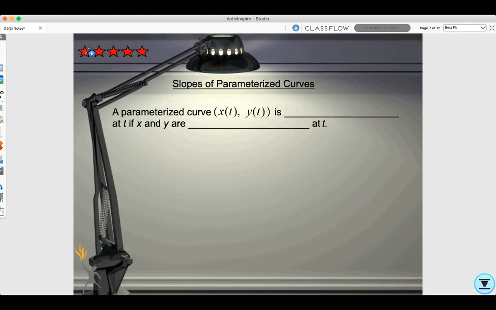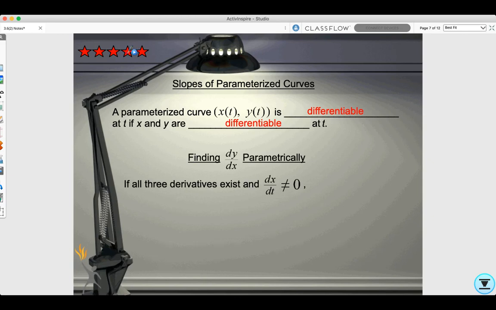Slopes of parameterized curves. A parameterized curve x of t, y of t is differentiable if x and y are differentiable at t. So for finding dy dx parametrically, if all three derivatives exist and the derivative of x with respect to t doesn't equal 0, then the derivative of y with respect to x is dy over dt divided by dx over dt. This is something that you do need to have memorized.